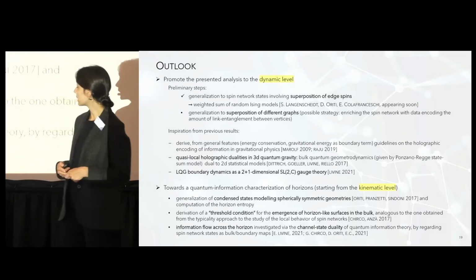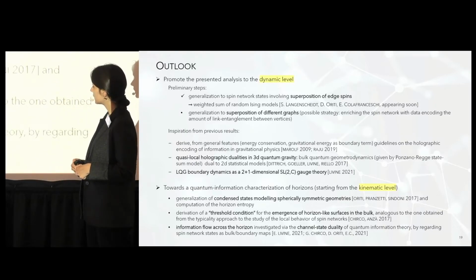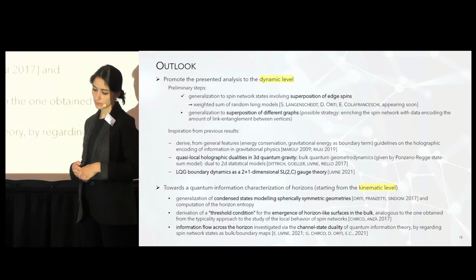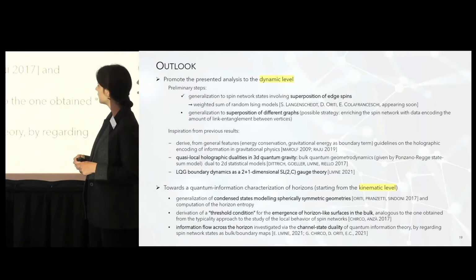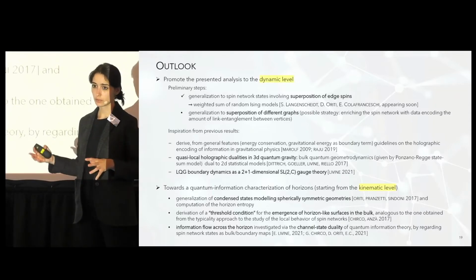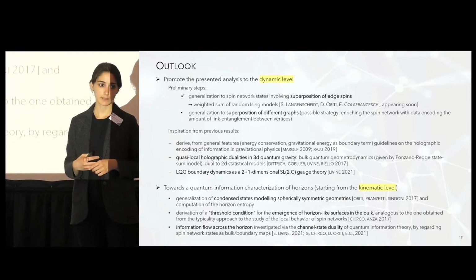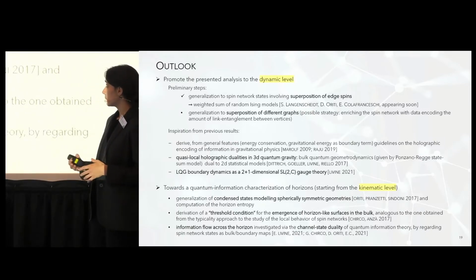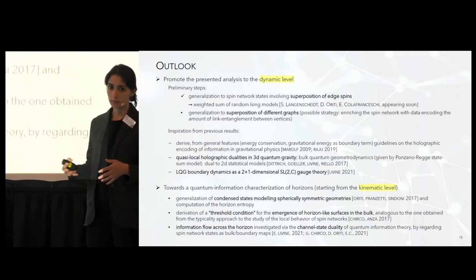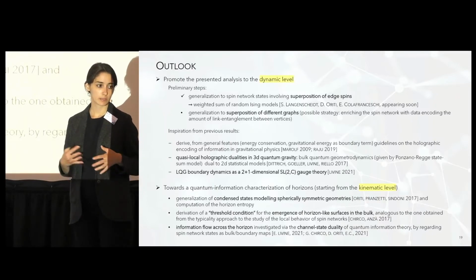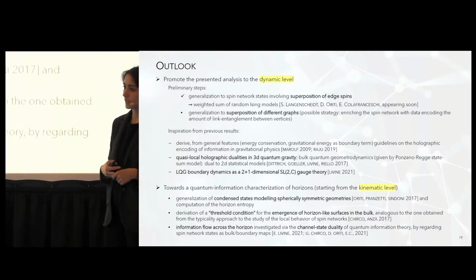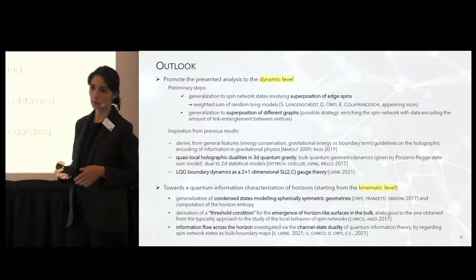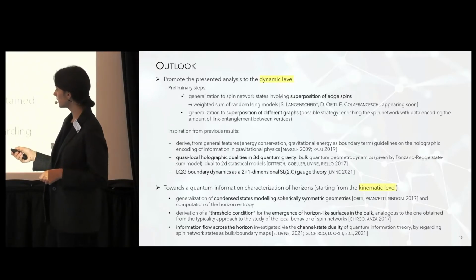Of course, the first one that we already carried out together with Simon Langenscheidt and Daniele Oriti is to generalize these results to the superposition of networks with different assignments of the spins on the links. The next step will be to consider superposition of different graphs because, as I said, the combinatorial structure of this network is dynamical, so we expect physical states to be a superposition of different geometries.